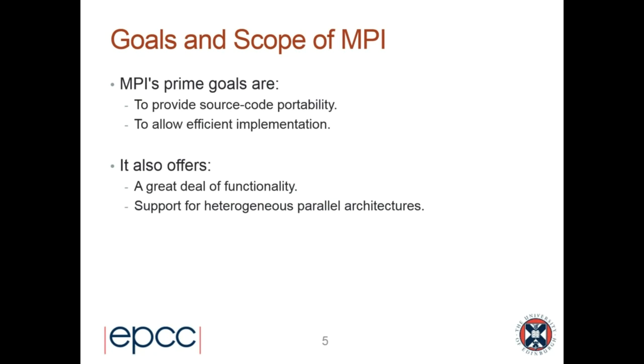And to allow efficient implementation, there are lots of functions you might want as a user, but MPI doesn't provide them if they're not efficient. And that's a deliberate choice. You wouldn't want to look up the MPI standard and say, oh, there's this function which does this really nice thing that you want to do, and then you call it and it's really slow. MPI is designed to be efficient, and so they only provide functions which can be implemented relatively efficiently. It has a great deal of functionality, probably too much functionality.